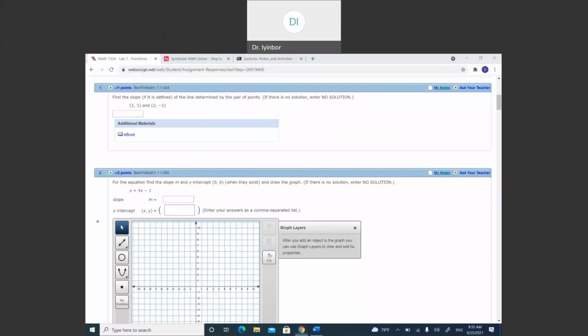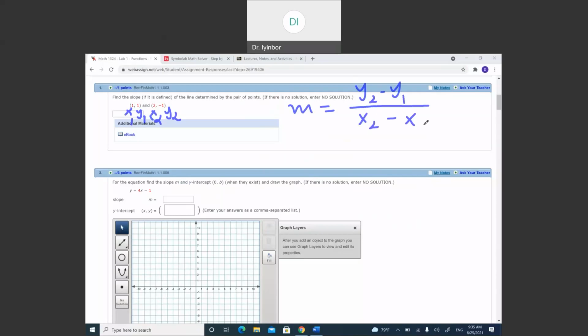So we have 2 points. The first number is x1, and the second number is y1. Then from point 2, which has coordinates 2 and negative 1, we have x2 and y2. And then the formula for the slope is y2 minus y1 over x2 minus x1.